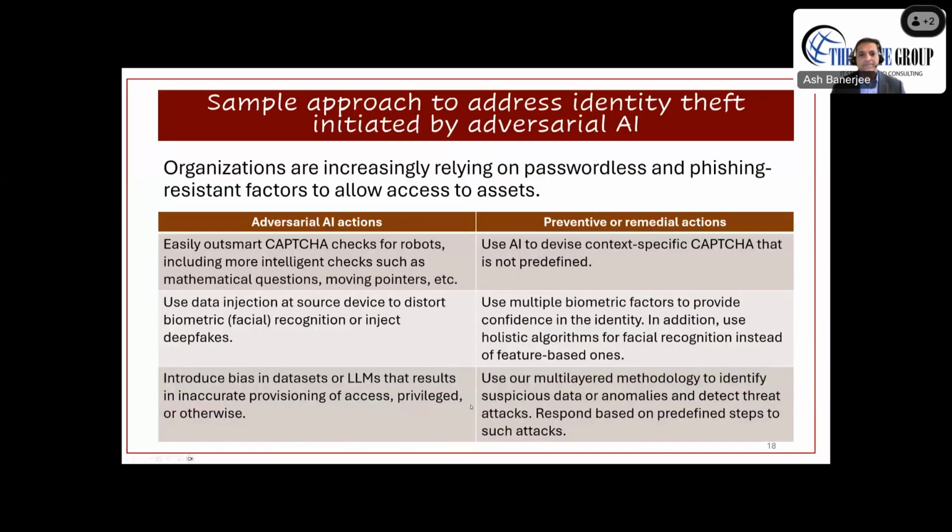Next, Rupa. Right. The methodology that Ash has walked us through is practical to use, and a sample approach is presented in this slide. This example is from the identity and access management area, where data injection or input distortion can be used to manipulate biometric factors, like facial recognition, and is used for gaining access to privileged assets. Or introduction of bias, alternately, can result in gaining elevated access to sensitive information. Now, using the multi-layered methodology that Ash presented, we can prevent such adversarial threats from taking place. And in cases where the threat has already occurred, this methodology can be used to detect anomalies and respond effectively as a result.